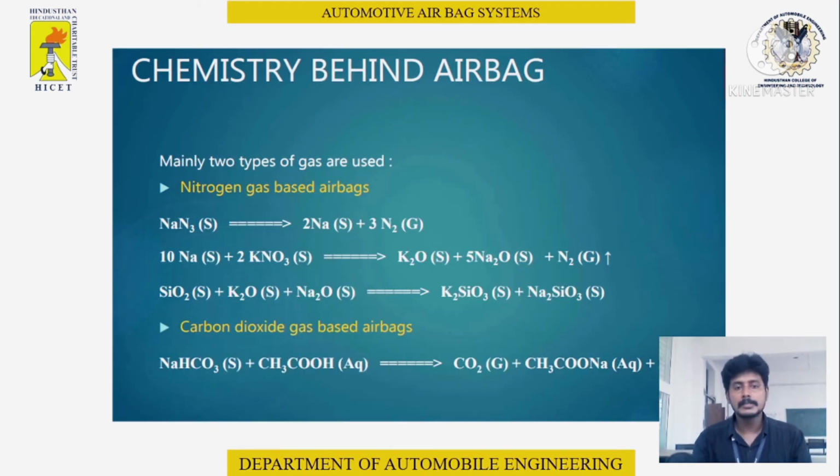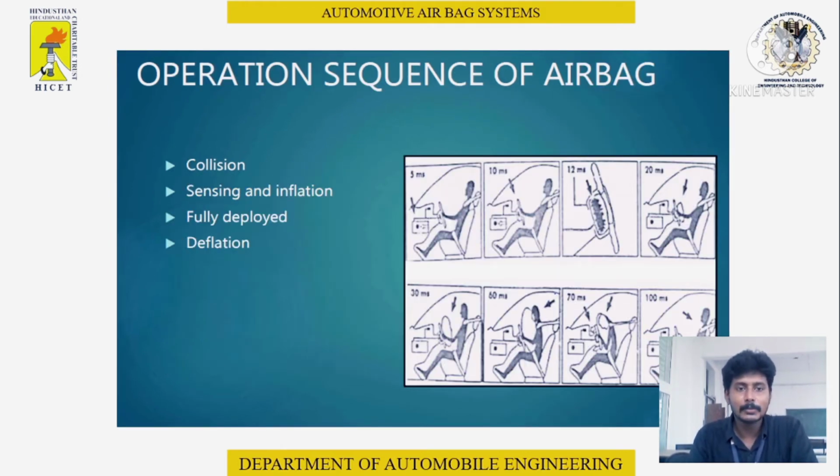So this is the chemistry behind airbags. Mainly two types of airbags are used: gas-based airbags and carbon dioxide gas-based airbags. The operation sequence is collision and sensing, inflation, fully deployed, and deflation.